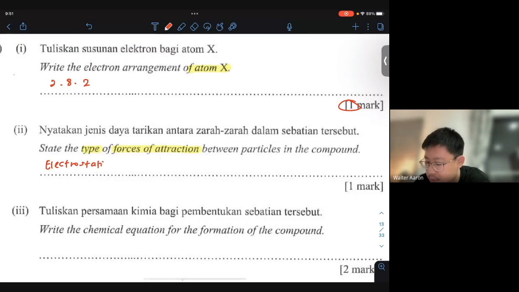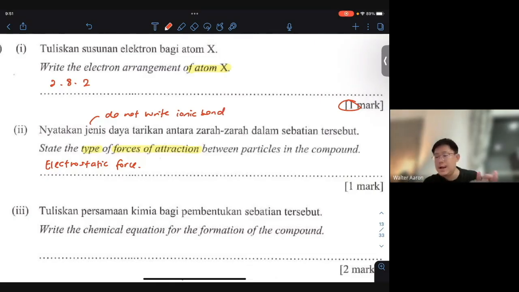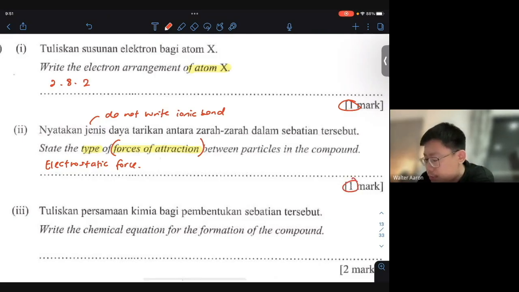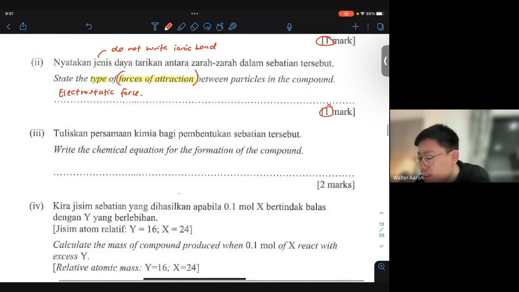Okay, electrostatic force. So remember, do not write ionic bond if they ask you about the force of attraction. If they ask you what kind of chemical bond or what bond exists between them, then of course you put there ionic bonding. But because they ask you the type of force of attraction, not the chemical bonding, then you must write there electrostatic force. Write a balanced chemical equation for the formation of the compound.